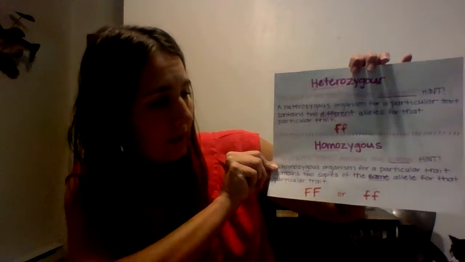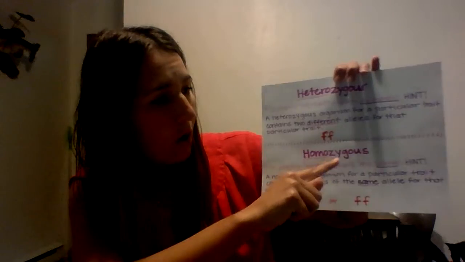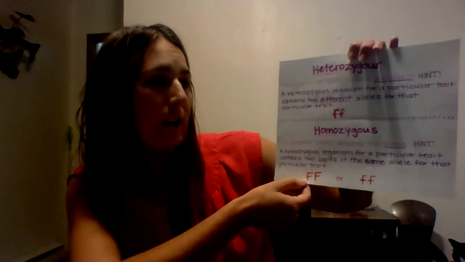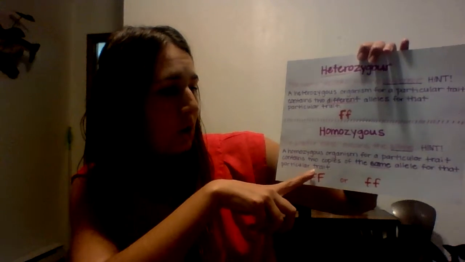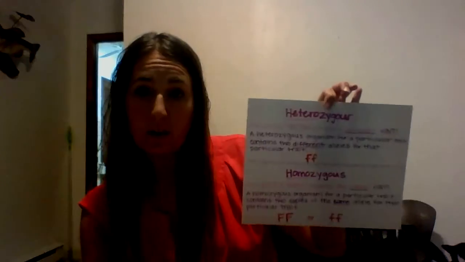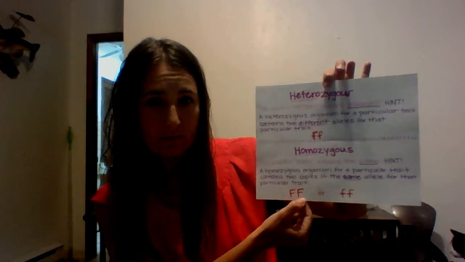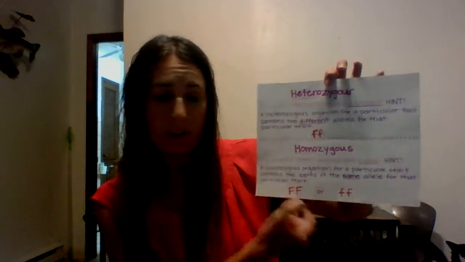A homozygous individual, again, I broke it down. Homo means the same. So the prefix homo means the same. Again, that's a hint. A homozygous organism for a particular trait means two copies of the same allele for that particular trait. So in this circumstance, we do have two options for the genotype. We can have two dominant alleles, which means that that person is going to show that dominant allele. Their phenotype is going to resemble the dominant allele.